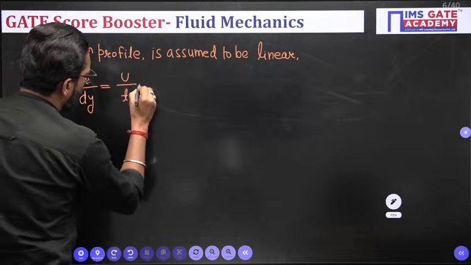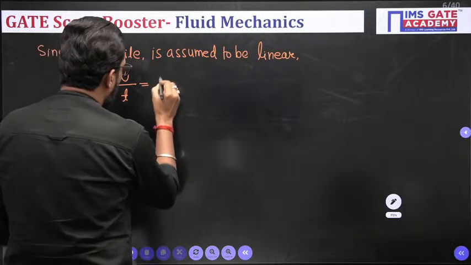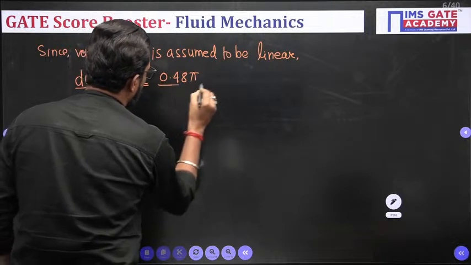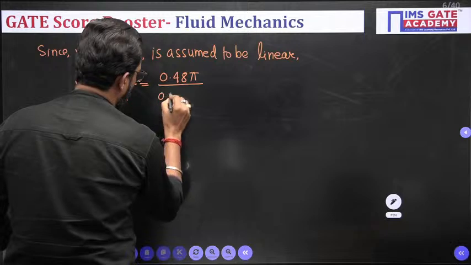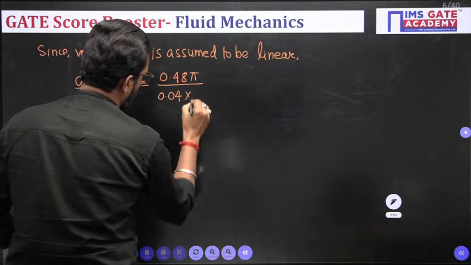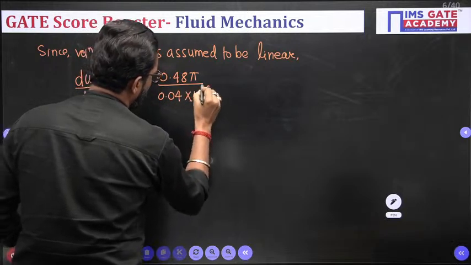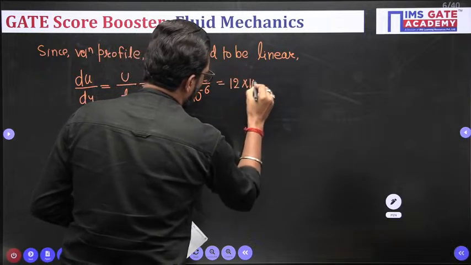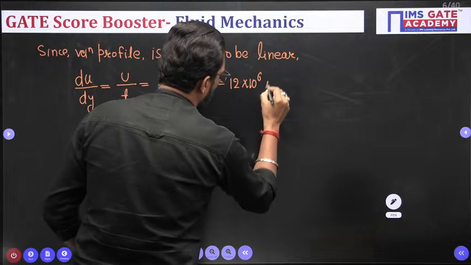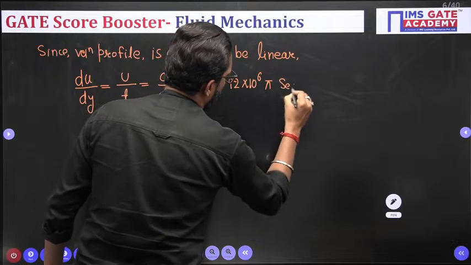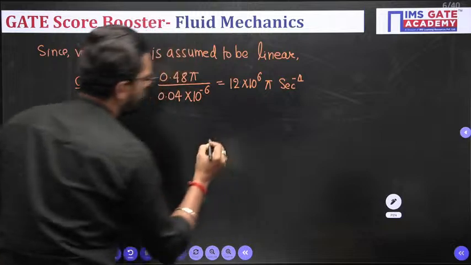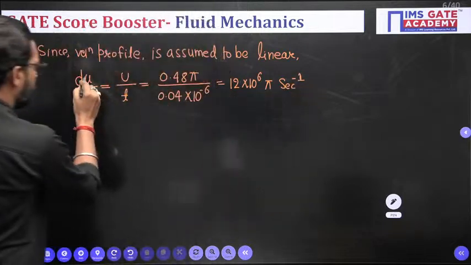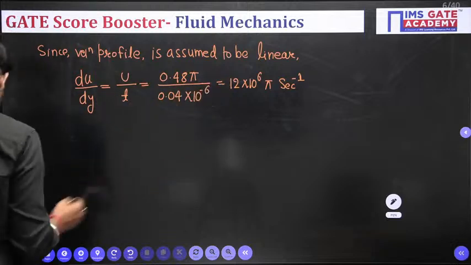And what is u? You have u, 0.48 pi. And what is the gap? The gap is 0.04 micrometer, 0.04 cross 10 to the power minus 6. So this is how much? 12 cross 10 to the power 6 pi. Unit is second minus 1. Why? Because this is your meter per second and this is your meter. Meter cancels, second minus 1.